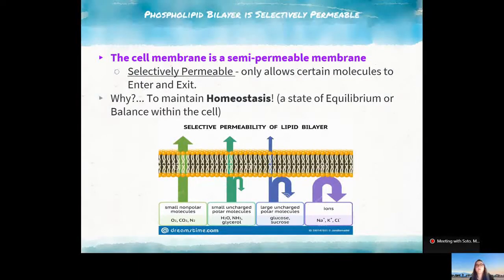Now, why is that important? We need to maintain homeostasis. So homeostasis means equilibrium. It means balance. We need to achieve balance within the cell. So we can't have too much of anything. Remember, excess of anything can be harmful, and we don't want too little of something. So this selective permeability, this ability to detect what needs to be inside and outside and accommodate to that, is the function of our cell membrane.